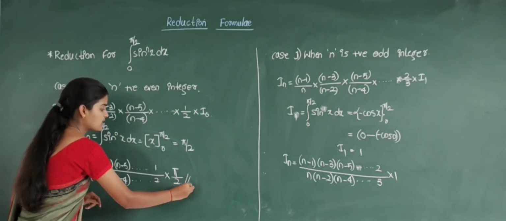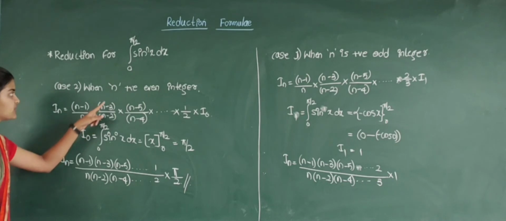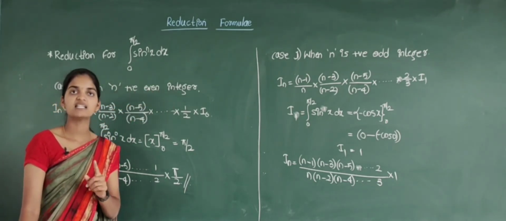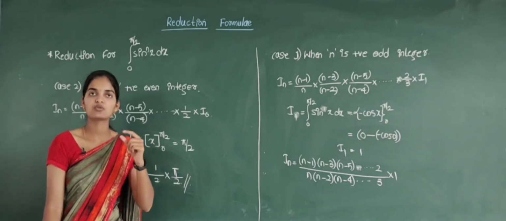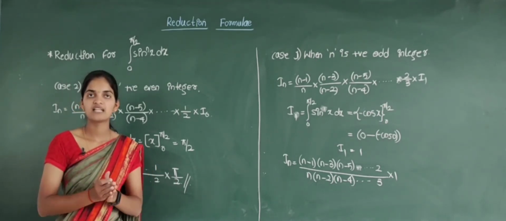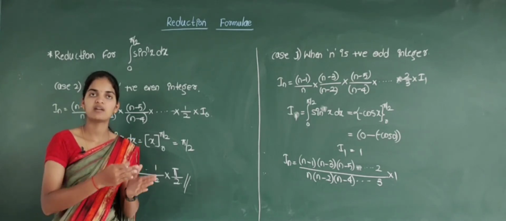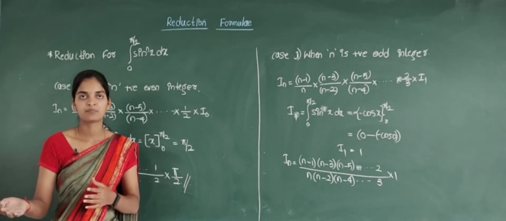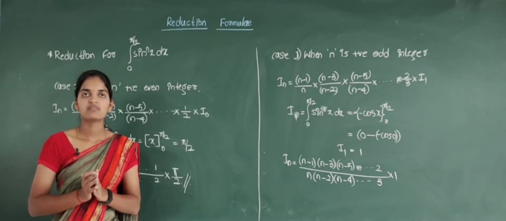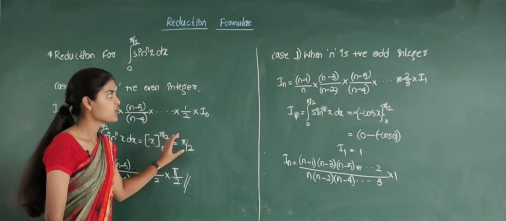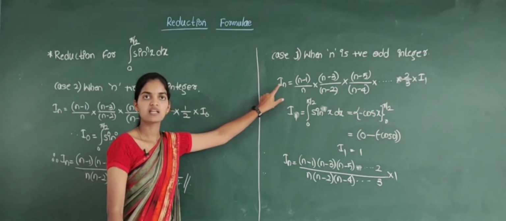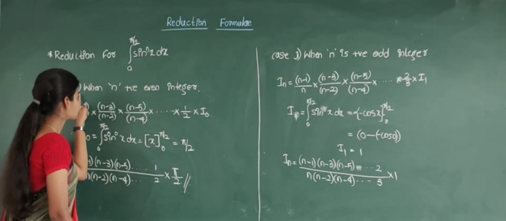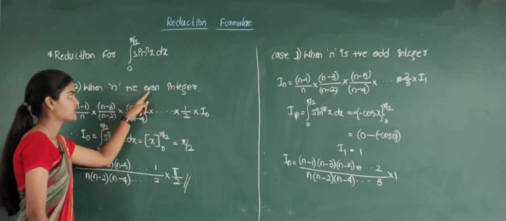So this is our reduction formula whenever n is an even integer. Initially we took In as the integration of sin raised to n x dx from 0 to pi by 2. Then we split sin raised to n as sin raised to n minus 1 into sin x, and applied integration by parts. At the last step we took case 1 and case 2: our reduction formula whenever n is a positive odd integer, and case 2, whenever n is a positive even integer.